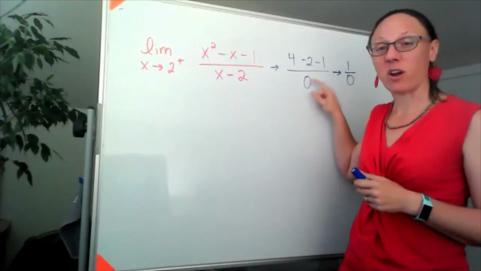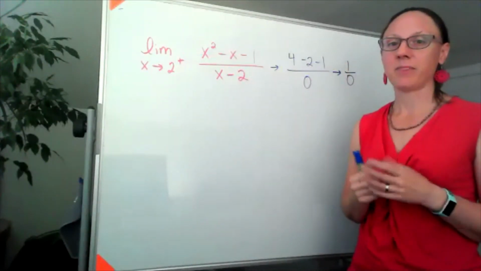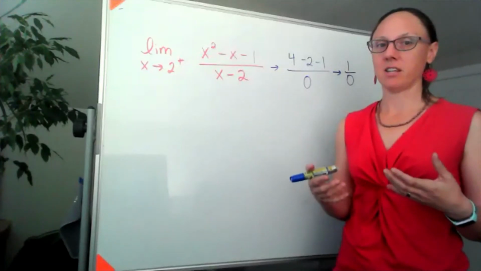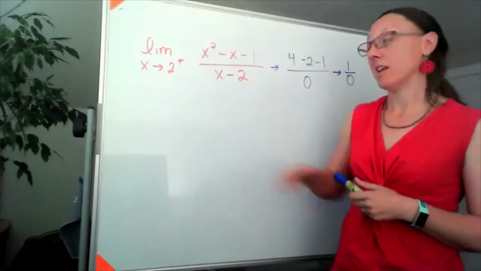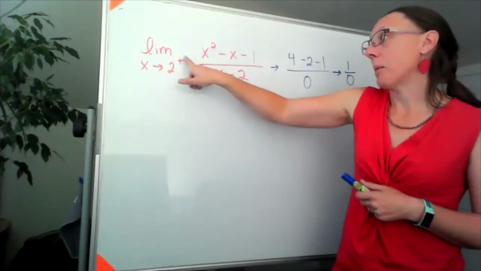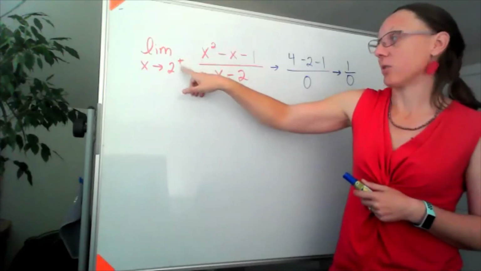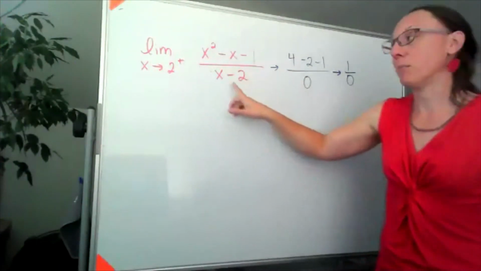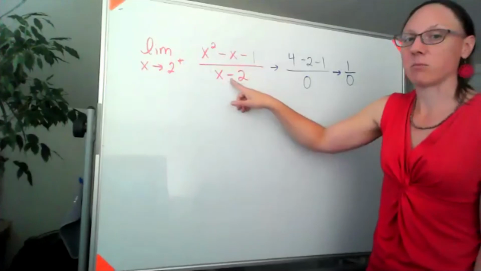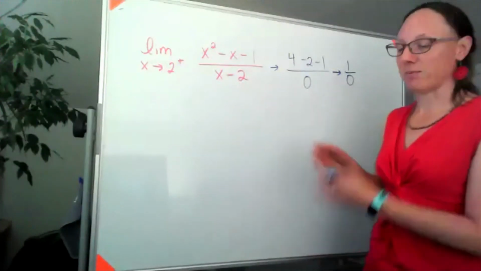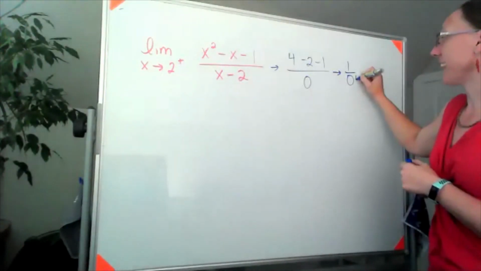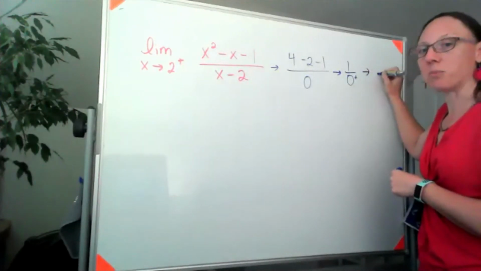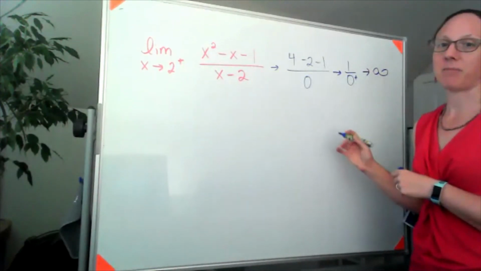Since I've got a number divided by 0, I know that this is either headed to positive or negative infinity. We just have to figure out which one. So if I think about the plus, that says I'm at 2 plus a little bit. If I'm at 2 plus a little bit and then I subtract 2 off, I'm still at 0, but I'm a slightly positive 0, which means we are headed to positive infinity.